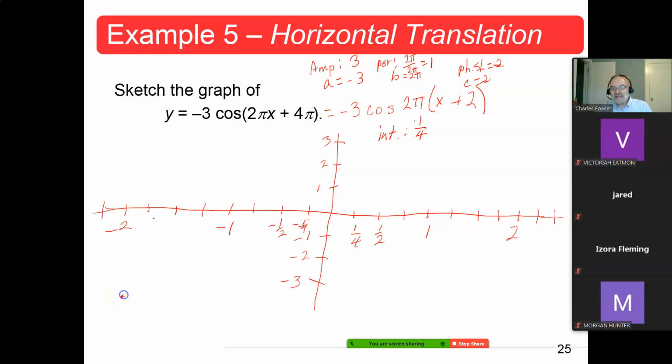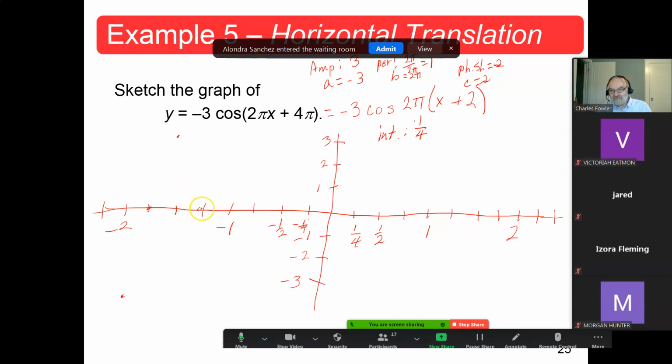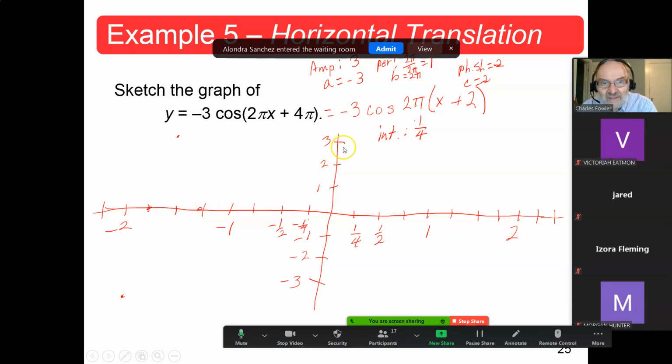Okay. Now, it comes up at your interval to be 0. Okay. Goes up to +3. Down to 0.